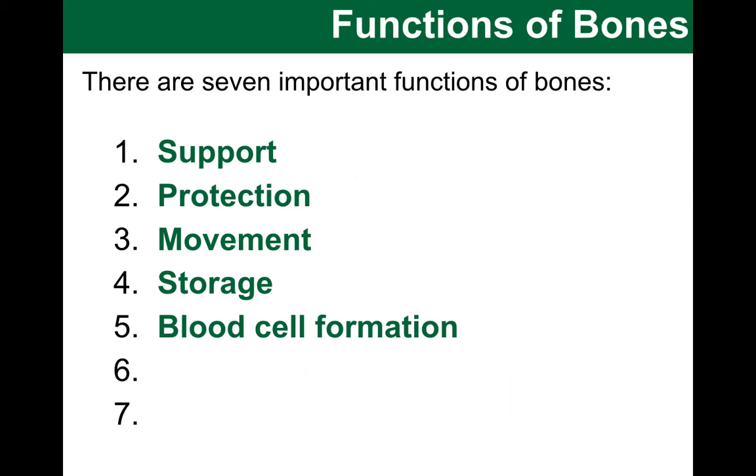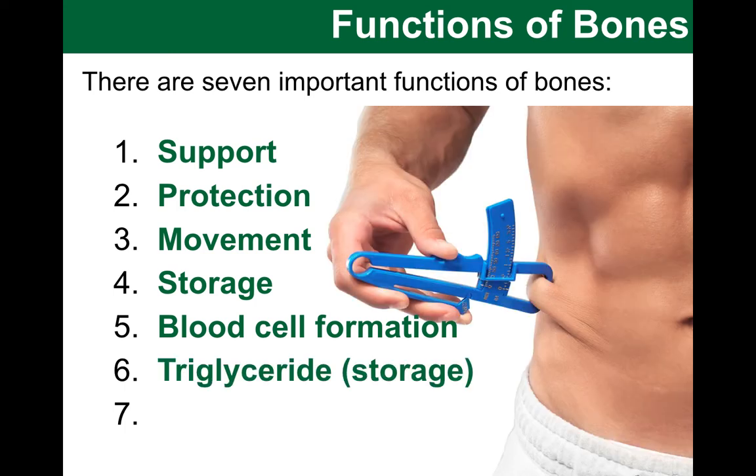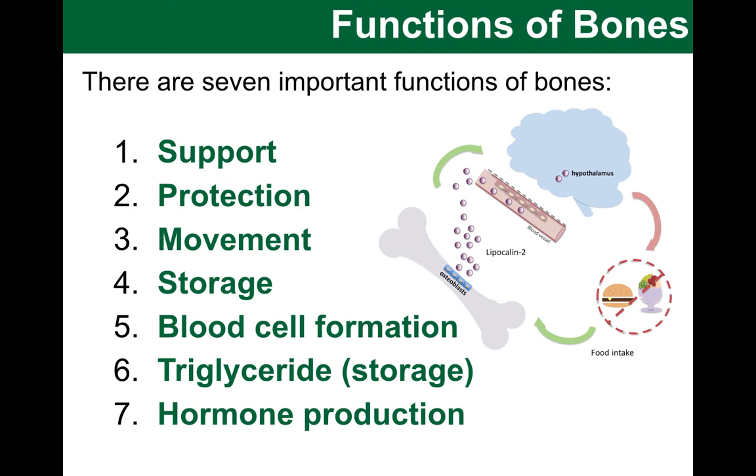Okay, two more that I want to introduce. It is fat, with the fancy biological term that we use for it being triglyceride, that is also stored in the bone cavities, and it can be used as an energy source when needed. And finally, I want to mention hormone production as one of the functions of the bones. For example, osteocalcin is secreted by the bones in order to regulate insulin secretion, glucose levels, and metabolism. So there you have it, 7 key functions of the bones.